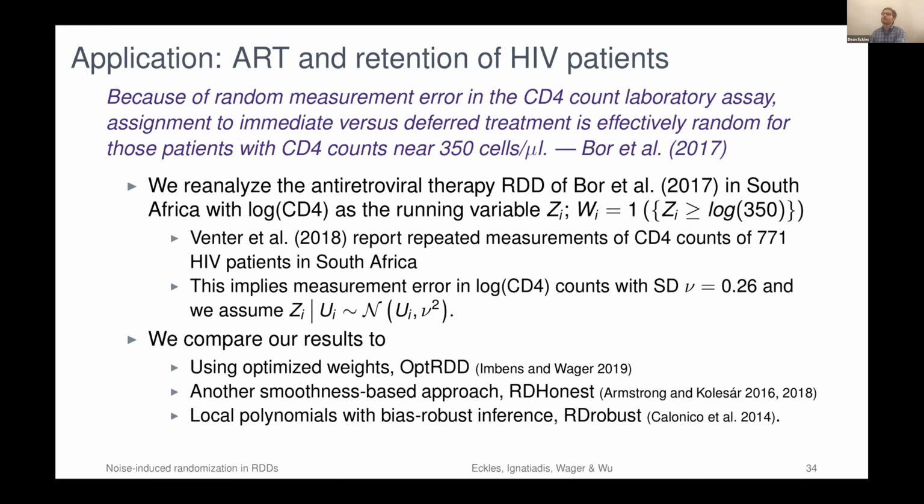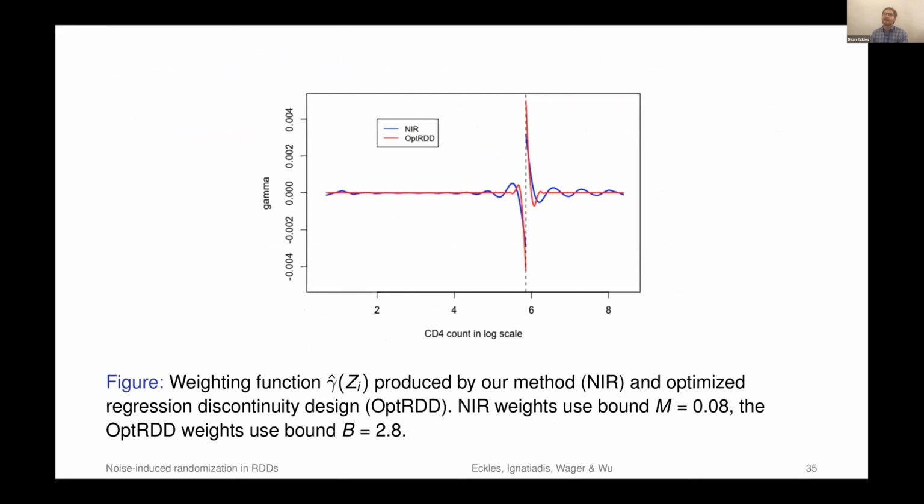Okay, so first we can compare the weighting function that we get, our noise-induced randomization weighting function, with the weights that would be generated by this opt-RDD approach from Imbens and Wager. We see that there's a lot more fluctuation of the weights. A lot of the weights continue to be not approximately 0, much farther from the cutoff. So here there really is substantial measurement error in the running variable, and to get to your point, Jake, this is a case where our confidence intervals can actually get narrower.